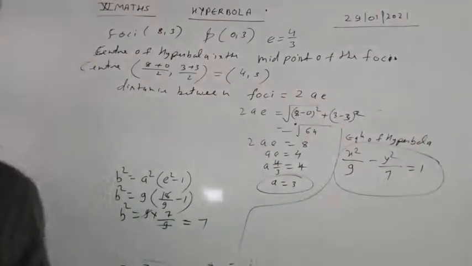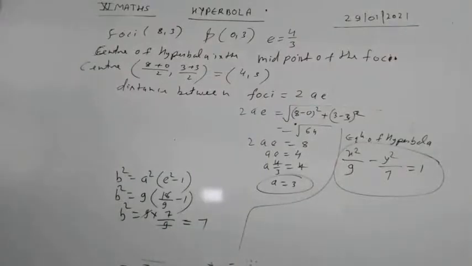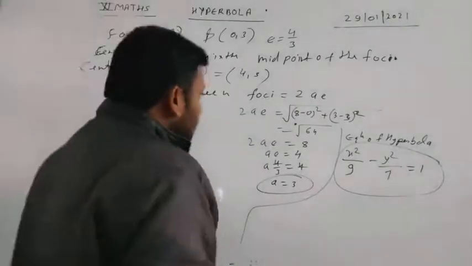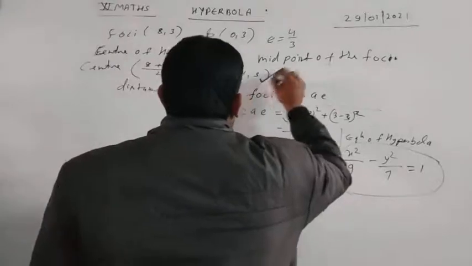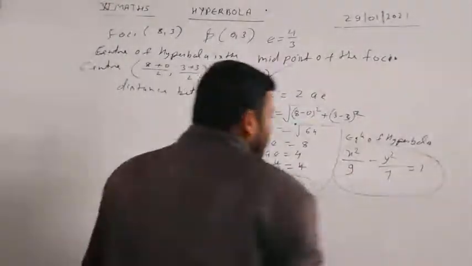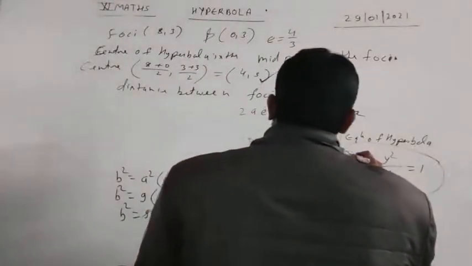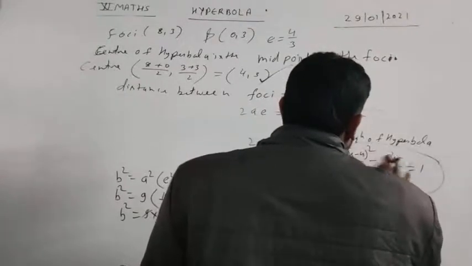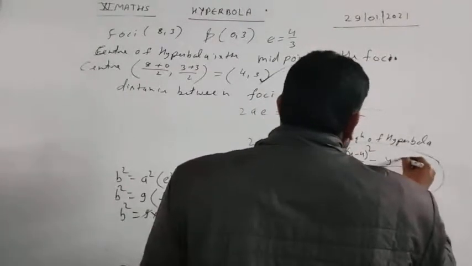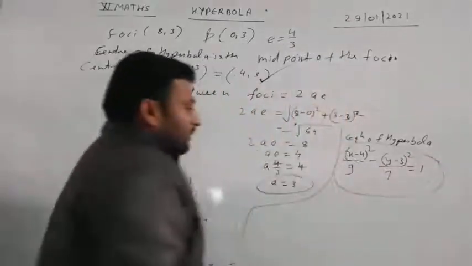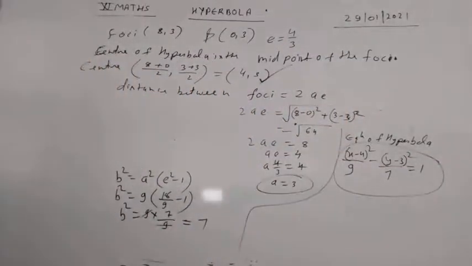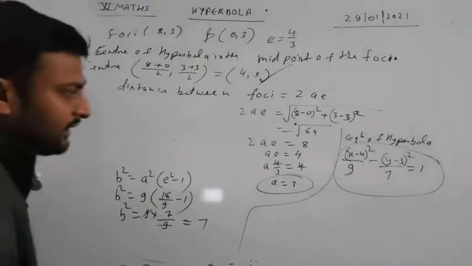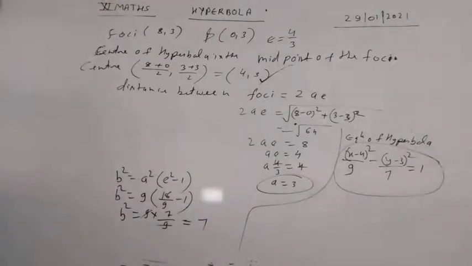Okay, student. So, student, in this way, we are given the center also. So center is 4, 3. So the equation of hyperbola is x minus 4 whole square and y minus 3 whole square. Okay, so x minus 4 whole square by 9 minus y minus 3 whole square by 7 is equal to 1. Okay, students, so this will be the equation of hyperbola.